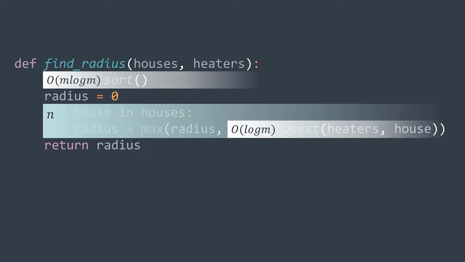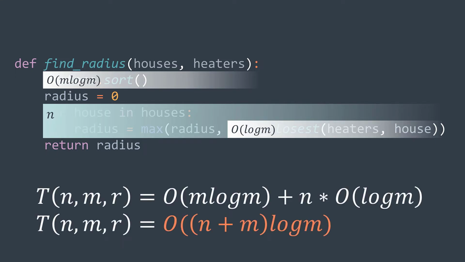In total, we get O of m log m plus n times O of log m, which is O of m log m plus O of n log m, which gives an O of m plus m log m time complexity. And for the space complexity, it depends on the space complexity of the sorting function. We still have a solution to talk about.